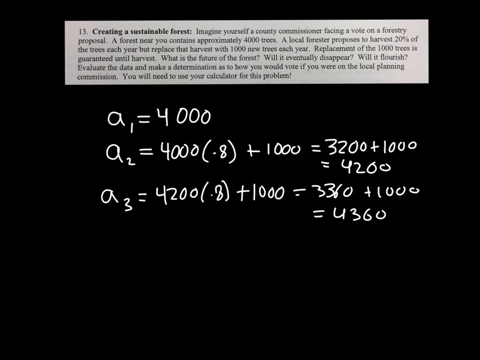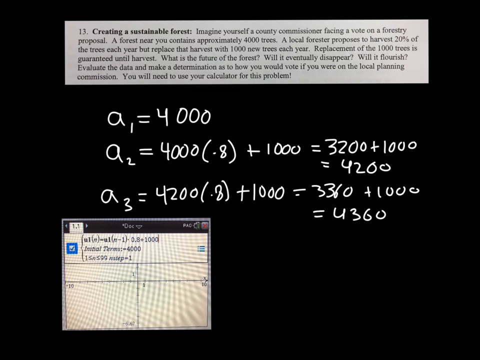Okay, so on our calculator, what do we need to plug this in? Here's what your calculator should look like. We've got our initial term, 4,000, and then you do u(n-1), the previous term, times 0.8 plus 1,000. Essentially, what we want to figure out is what's going to happen to this forest in the long run. Is it going to eventually run out of trees? Is it going to keep growing infinitely? We can see so far it's gone from 4,000 to 4,200 to 4,360, so it seems to be getting bigger.